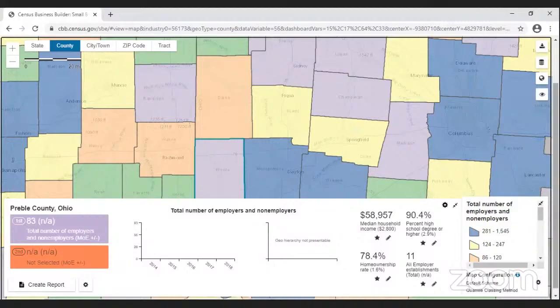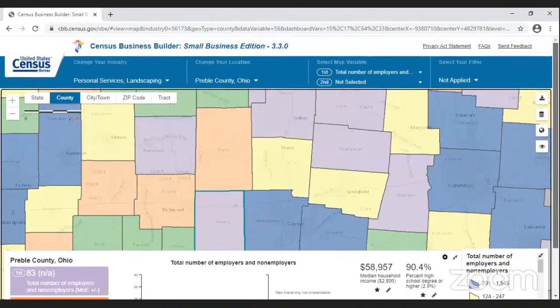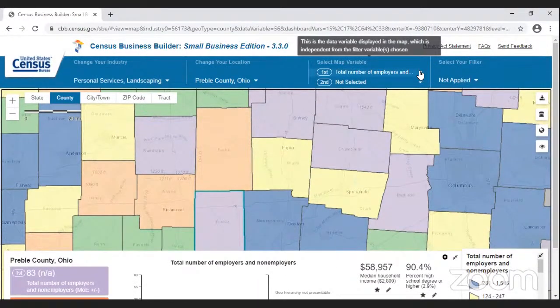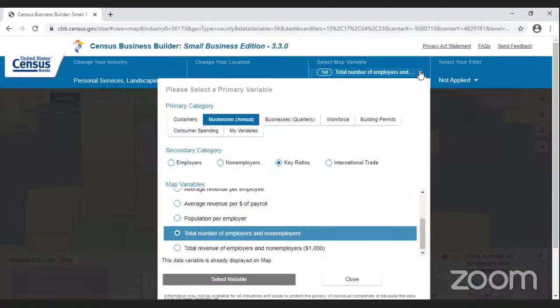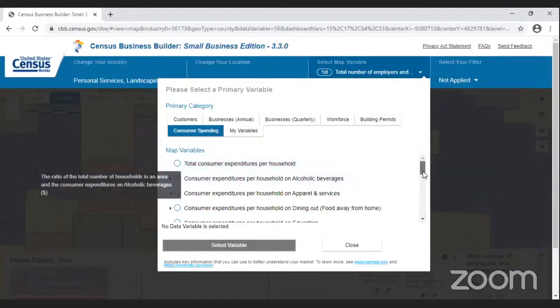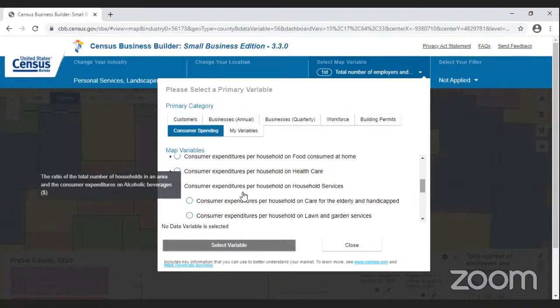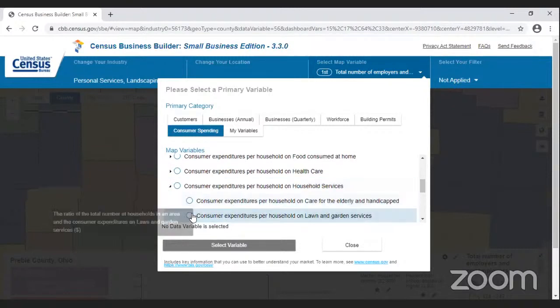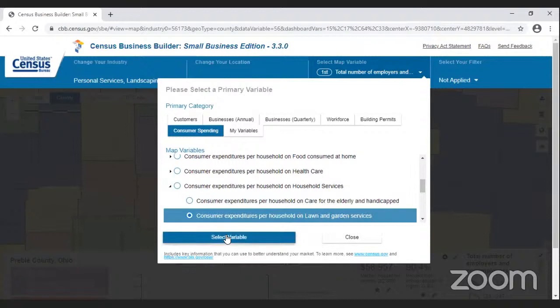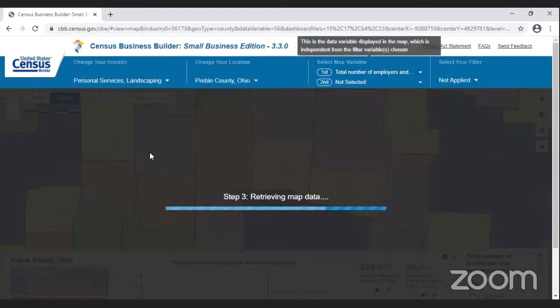So like I said too, also very important, if I was opening a landscaping business, for instance, I'd want to know, like I said before, what people are spending, where they're spending the most on lawn and garden. So I could choose that variable and select it.